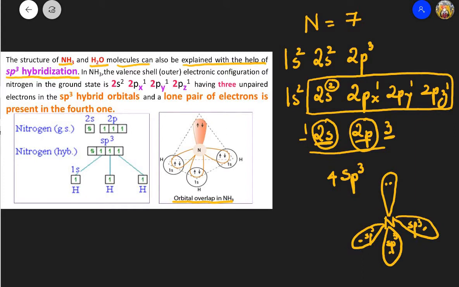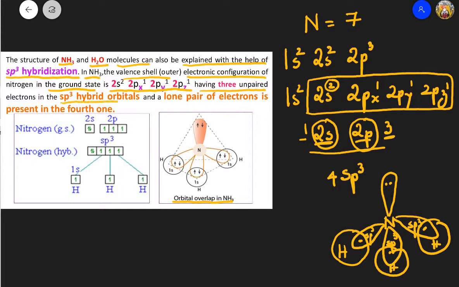Okay, each of these hybridized orbitals will be overlapping with the 1s1 orbital of hydrogen to form the ammonia molecule, right? So let us see this part now. In ammonia, that is NH3, the valence shell outer electronic configuration of nitrogen in the ground state is 2s2, 2px1, 2py1 and 2pz1, and having 3 unpaired electrons in sp3 hybrid orbitals, as I have told you. Okay, and a lone pair of electrons is present in the 4th one, right?